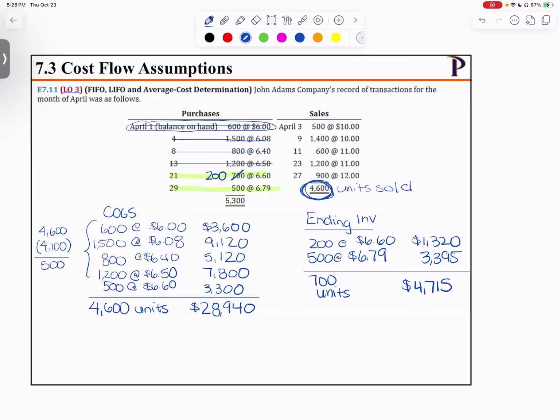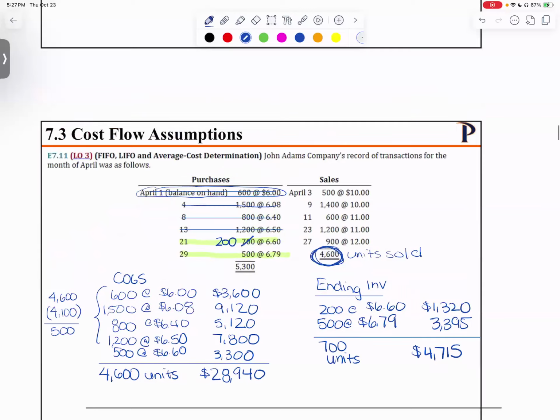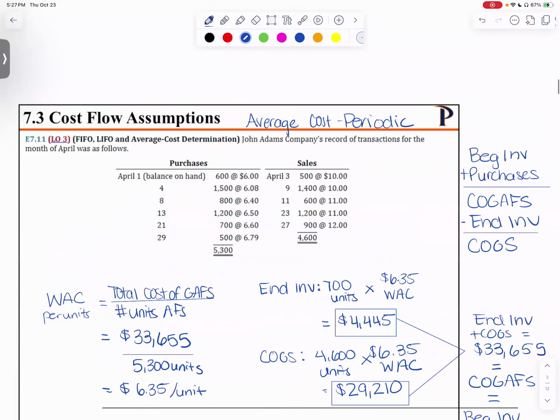So ending inventory and cost of goods sold values are the same under FIFO, whether we use the perpetual or the periodic method, because it doesn't really matter if we're updating our purchases or our sales as we go throughout the year or at the end. We're always going to be pulling from the oldest batch first. And so with FIFO perpetual and periodic, we're going to get the same amounts for cost of goods sold and ending inventory.